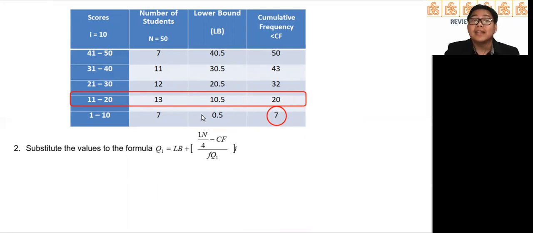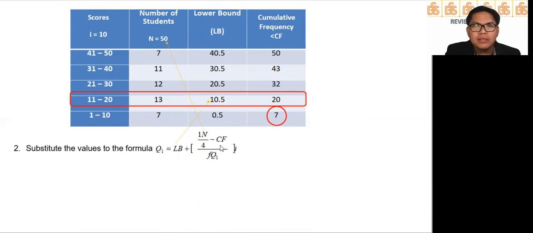These are important data to remember, because they have an important role in the formula. So substitute the given values to the formula. The first quartile formula has a lower bound. So there are many lower bounds. Which of them will we use? We use the one inside the box, which is 10.5. How about N? So N, no doubt. There's only one N, which is 50.